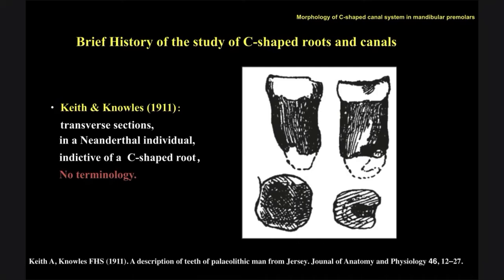And the authors noted that on the labial aspect of the root, it shows no trace of division, but on the lingual, the roots begin to separate into mesial and distal fangs. This morphology is indicative of a C-shaped root. However, these authors did not assign any specific terminology to the morphological anomalies they observed.